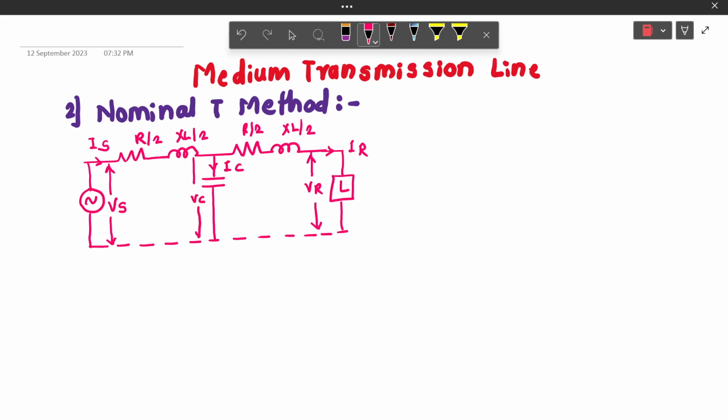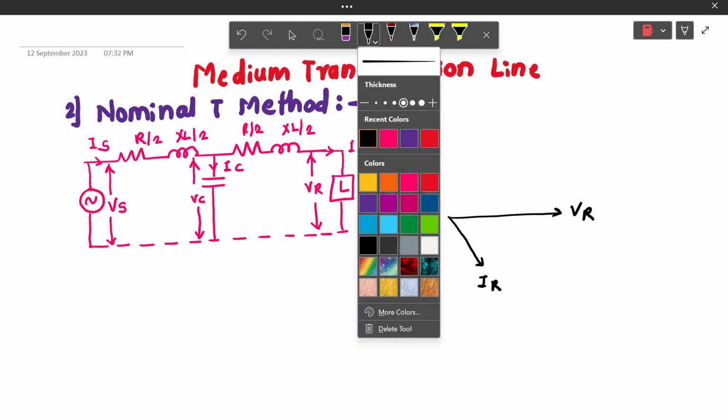Vc is the voltage across capacitance which is considered at the midpoint of the medium transmission line. Ic is the charging current of capacitor. Let us draw the phasor diagram for this circuit. As we are considering Vr as a reference, hence Vr is drawn at angle 0 degree. Generally, the load is inductive in nature, hence current IR is drawn with some angle phi r.